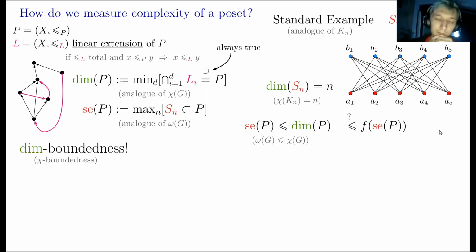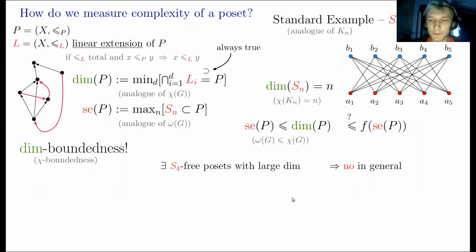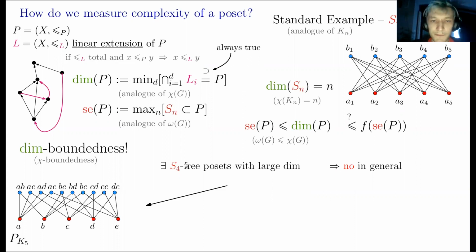Okay, so in graph theory, we have some triangle-free graphs with large chromatic number, and also in posets, we have some small-standard-example-free posets with large dimension. And so this shows that the answer for dim-boundedness in general is no. So there is no such function. But of course, we can ask for dim-boundedness in some particular classes of posets. And this is what we are going to do. But first let me maybe show this example of an S4-free poset with large dimension.